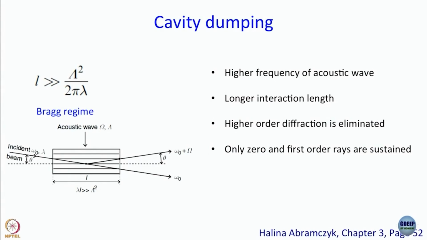Here that does not happen. All the higher order diffraction is eliminated, you do not get it. Why you do not get it? We have to read the original papers, but for our purpose we do not even need to know. You do not get higher order diffraction at all, only two rays are sustained, the 0 order, that is unmodulated omega, and the first order omega 0 plus capital omega. Okay. So, this is what happens in a Bragg regime.